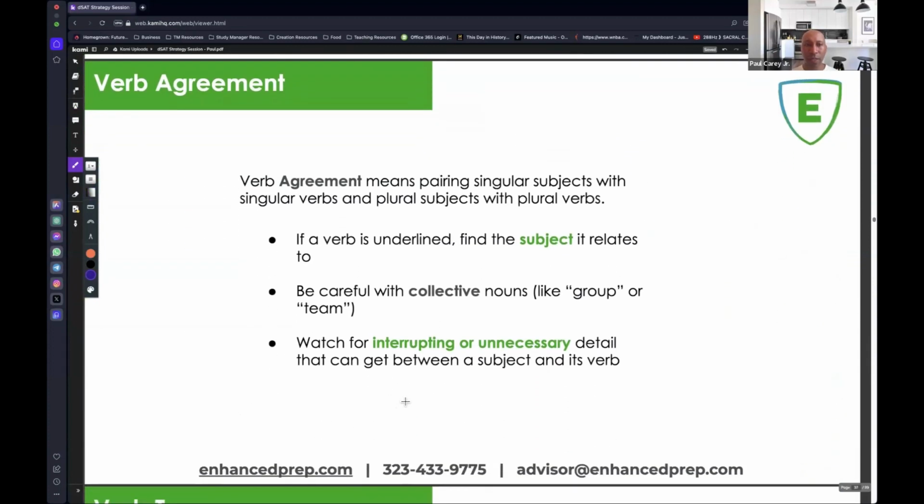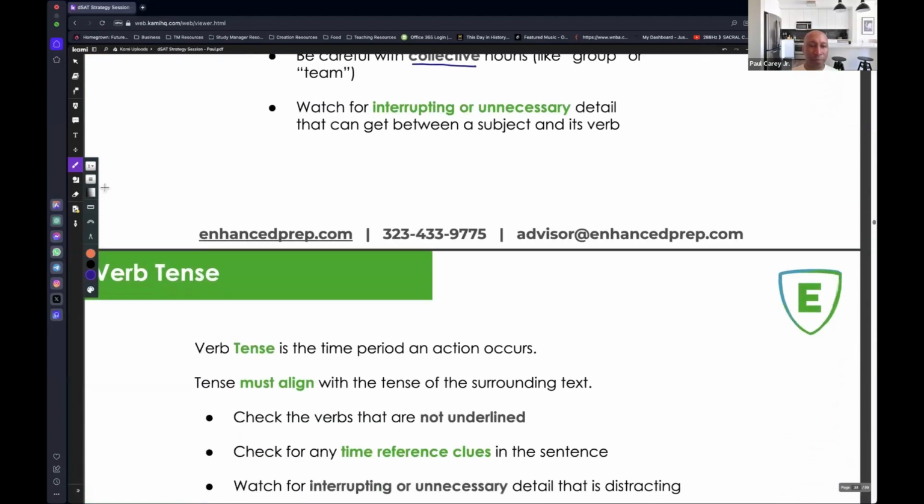Okay. Now let's talk a little bit more about some of the other sections, right? So now we're getting into verb agreement. So what is verb agreement? So verb agreement means that you're pairing a singular subject with singular verbs and plural subjects with plural verbs, right? If a verb is underlined, find the subject it relates to. Be careful for collective nouns like groups or teams, and watch for interrupting or unnecessary detail that can get between a subject and its verb.